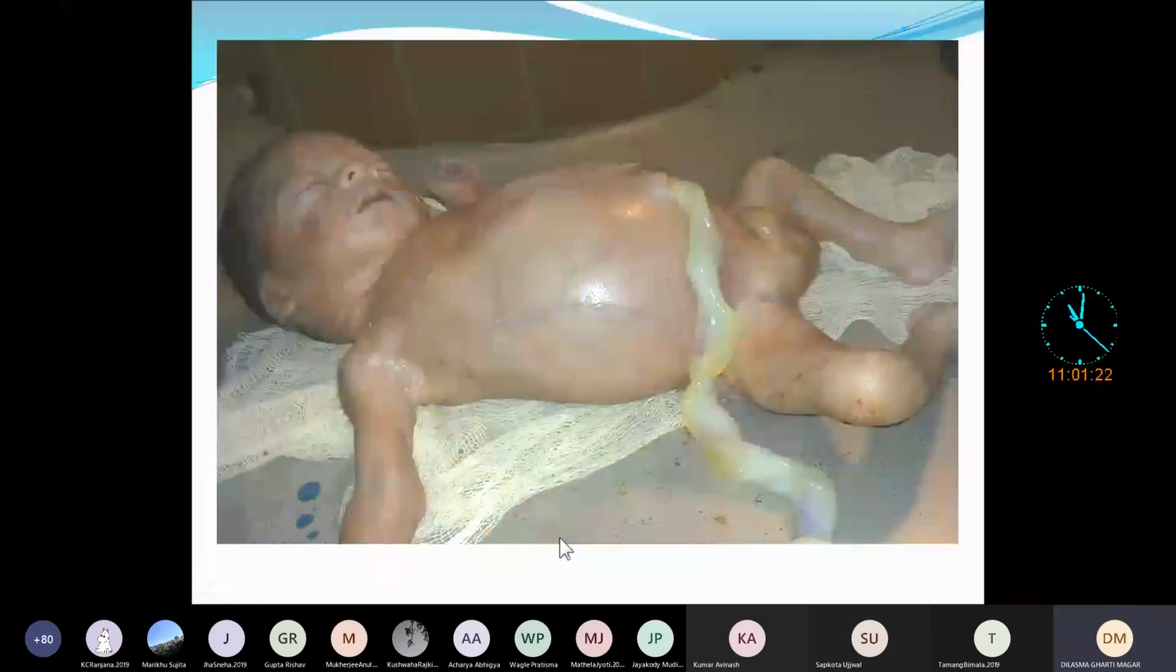Another baby, you can see here, the abdomen is distended, isn't it? But here that much jaundice is not there.